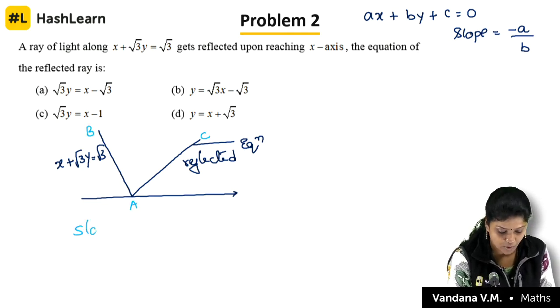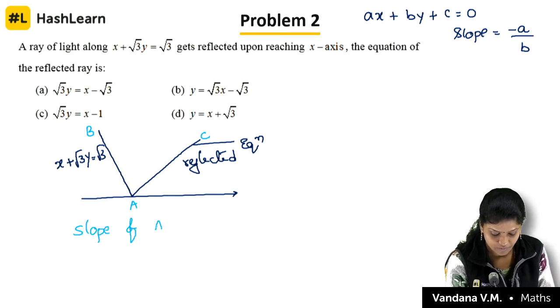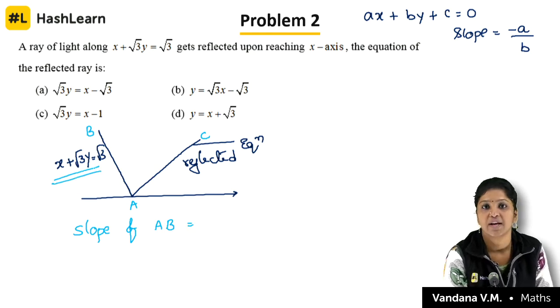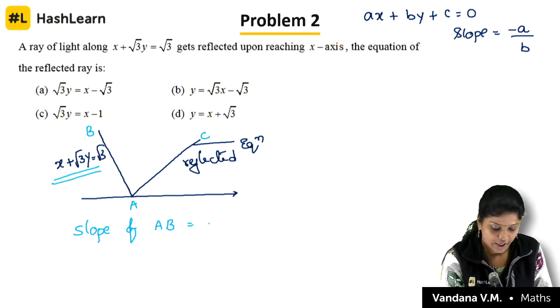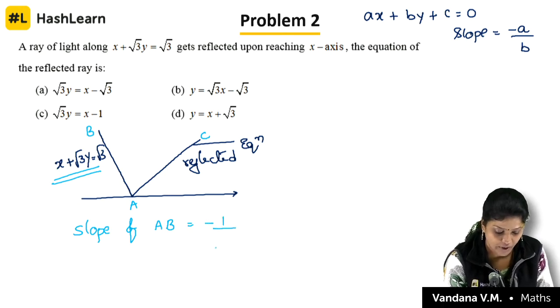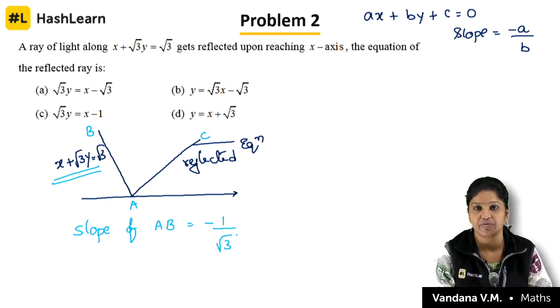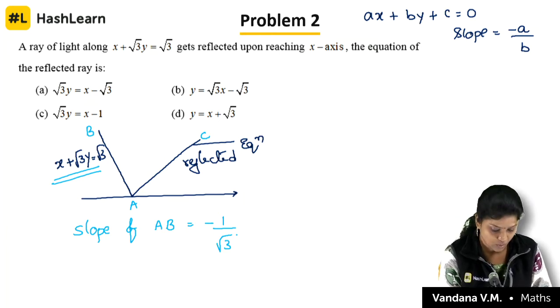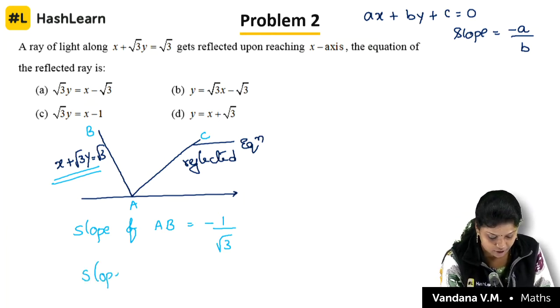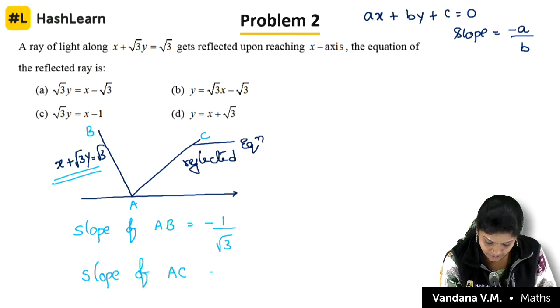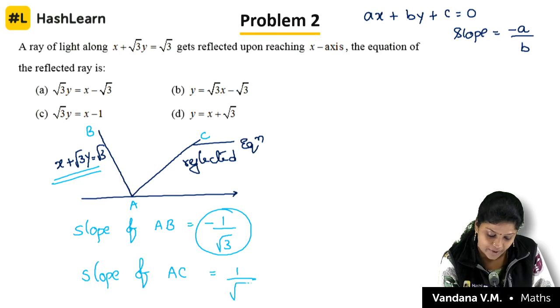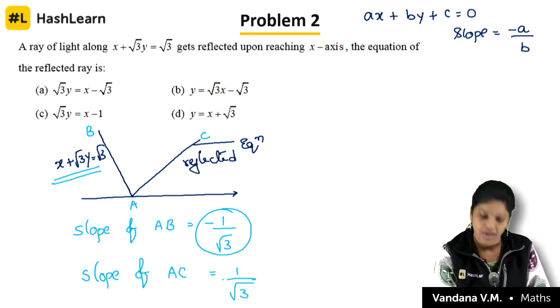Here also, first find out the slope of AB. What is the slope of AB? This is also in the form of Ax plus By plus C is equal to 0. It becomes minus A value, minus 1 by root 3. It is getting reflected, so the opposite sign. If it is on the negative side of the x-axis, then the reflected ray will be on the positive side, and vice versa. So I can easily say that the slope of AC is positive, right? So it will be positive 1 by root 3. Clear?